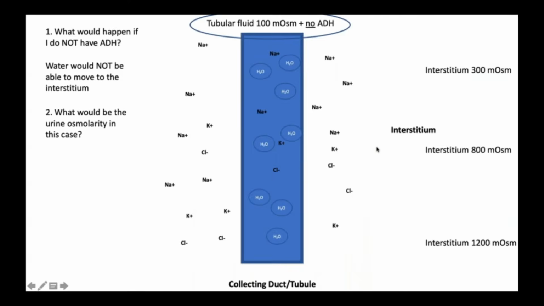Okay, so what would the urine osmolarity be if I have no ADH work? It's going to stay hypotonic.